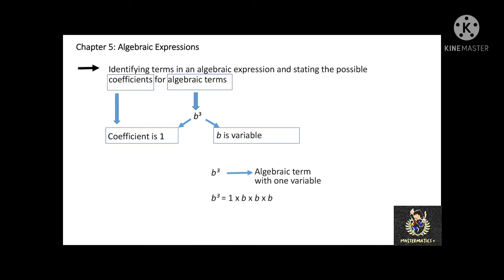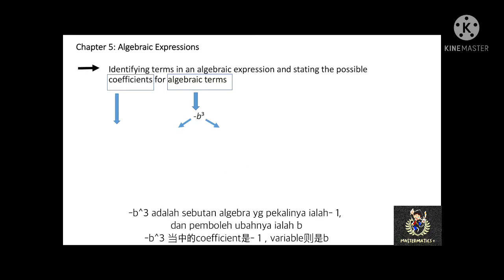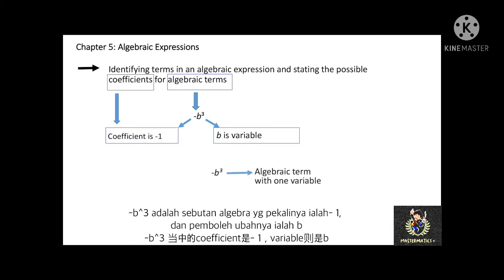And how about algebraic terms with negative coefficients such as negative b to the power of 3? The coefficient is negative 1 and the variable is b. Therefore, negative b to the power of 3 equal to negative 1 times b times b times b.